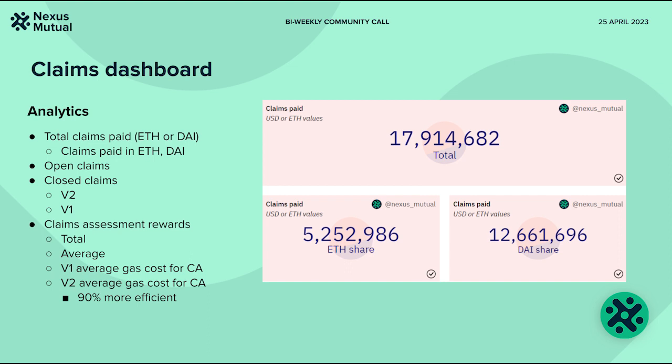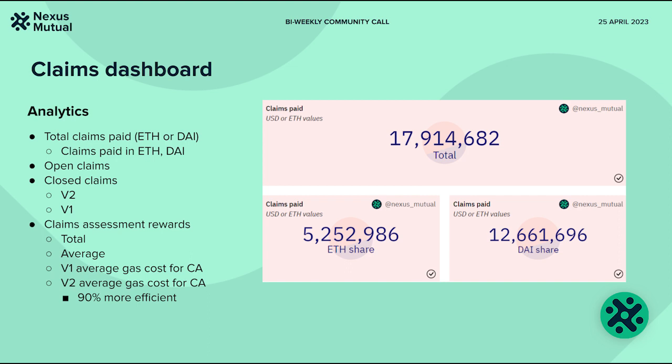And you can go on the actual dashboard and toggle between ETH and USD values for the total claims paid. For most of the fields, you can toggle between ETH and USD for values, and you can just apply that param across the entire dashboard. If there are open claims, you'll be able to see them here.